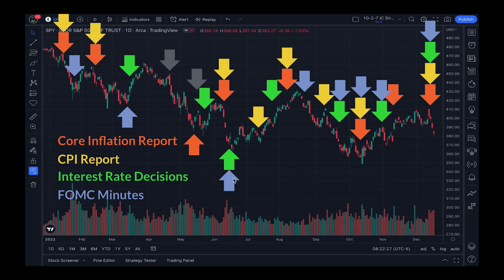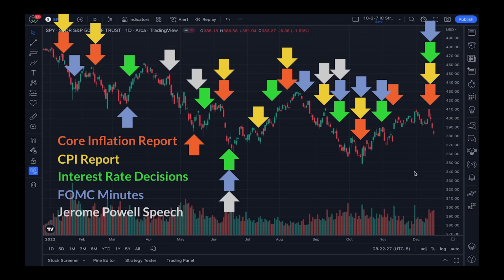This one coincided with an interest rate decision. Here we have one, a gap down, and then a strong move downward. And then all of these coincided together. And again, we got four major events occurring on or around the same day, and that really moved the market downward very strongly.